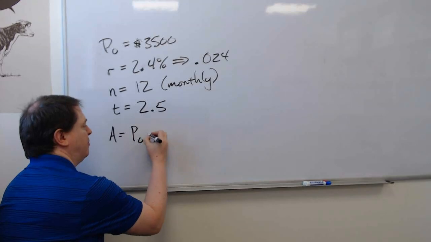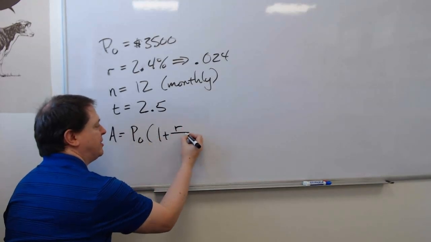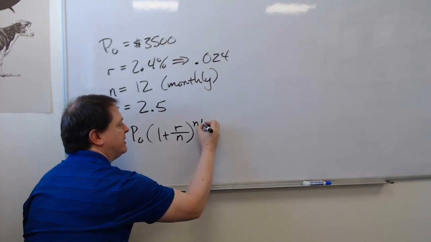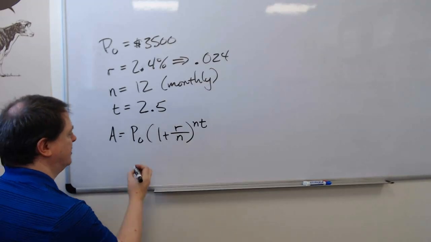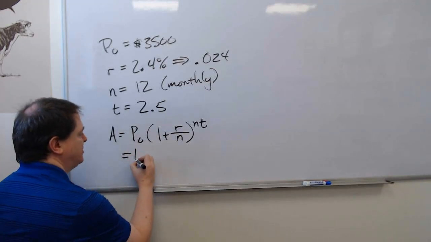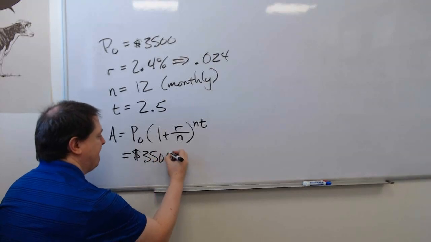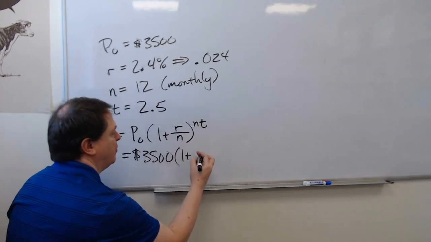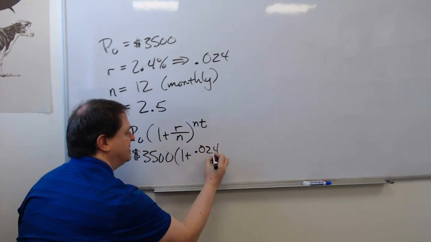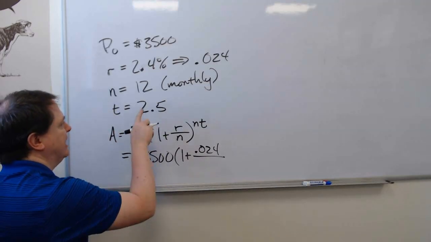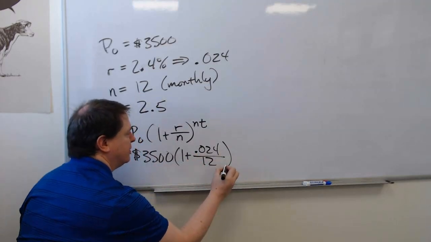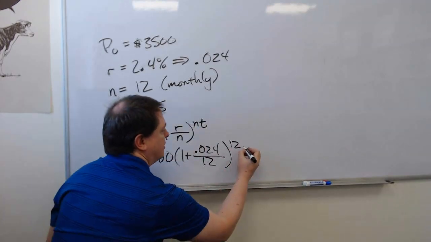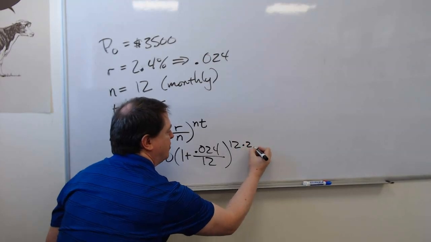So that is our principal times 1 plus our APR over number of compounding periods, to the power of number of compounding periods times number of years. Our original principal is 3,500. Our APR is 2.4%, which again I need to put in as a decimal, 0.024. Our N here is 12, and that's going to go up here also, times our number of years, so 2.5.